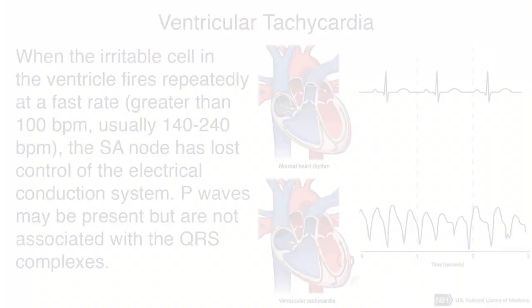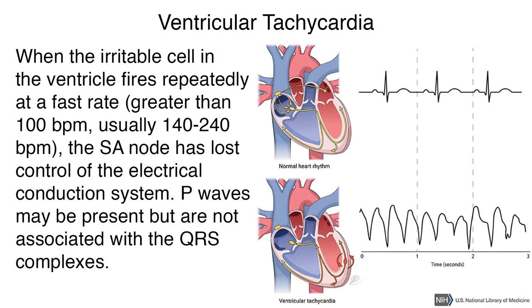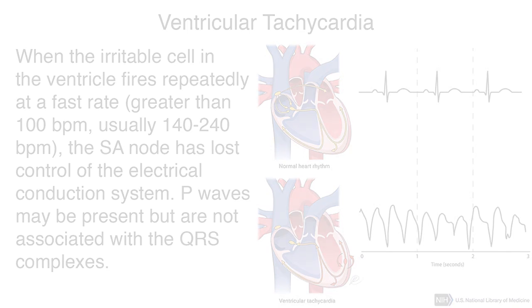3 or more consecutive PVCs result in ventricular tachycardia, often referred to as VTAC, which is a life-threatening arrhythmia. When the irritable cell in the ventricle fires repeatedly at a fast rate, usually 140 to 240 beats per minute, the SA node has lost control of the electrical conduction system. P waves may be present but are not associated with the QRS complexes.